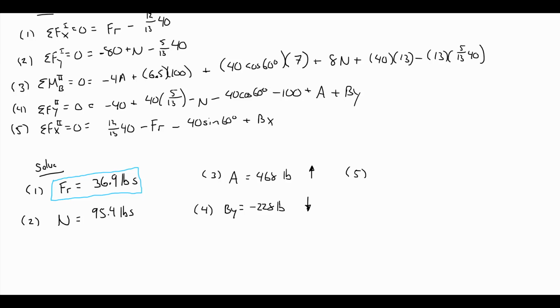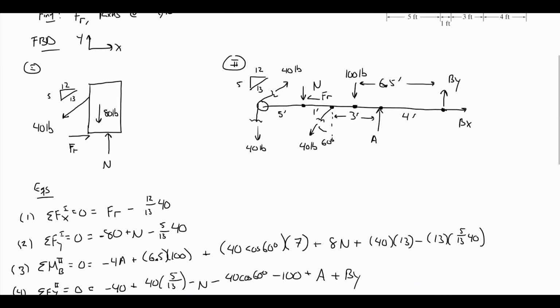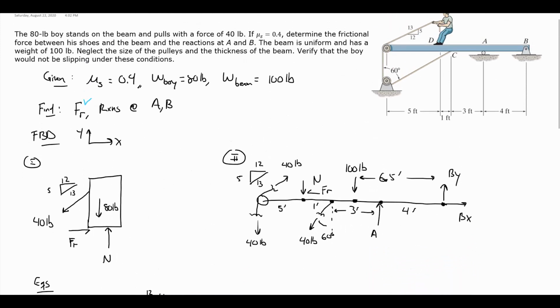And equation 5, Bx, I can solve for 34.6 pounds. And that is positive. I assumed it was to the right, and it is indeed to the right. So the other things I wanted to know were these reactions, A, By, and Bx, and I've solved those as well. So let's just go back up to the find and mark that. We have the reactions at A and B.